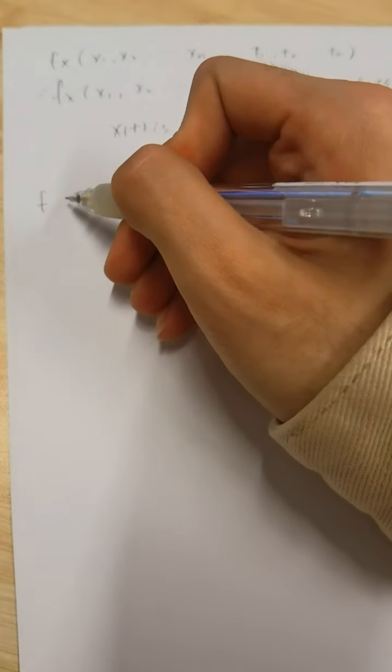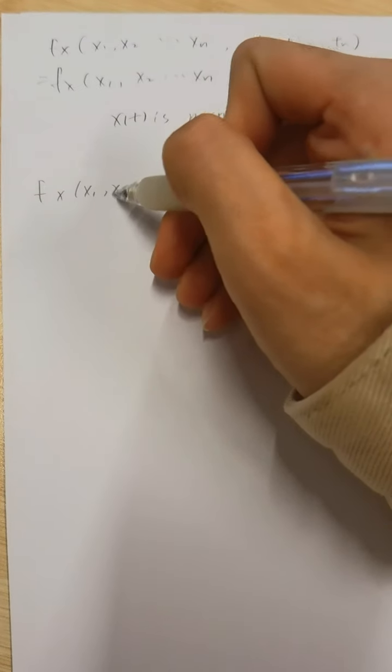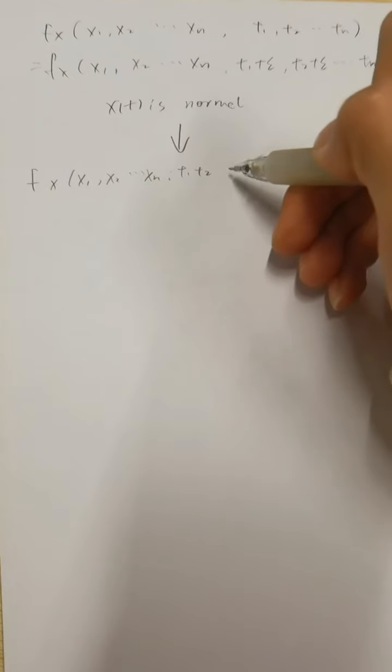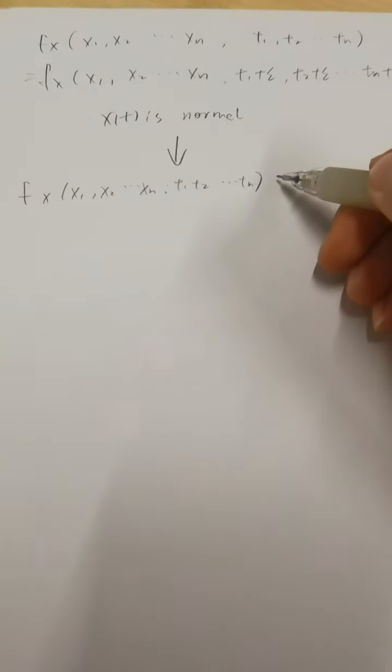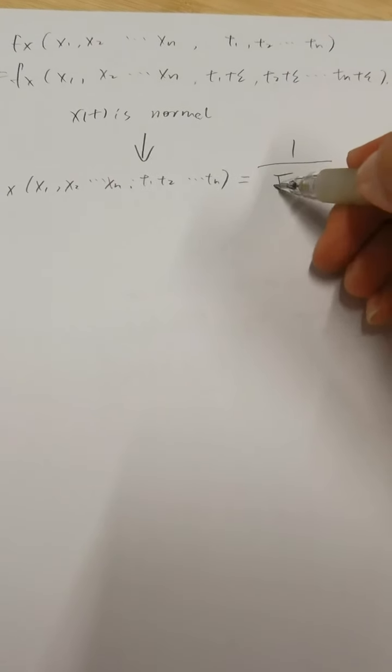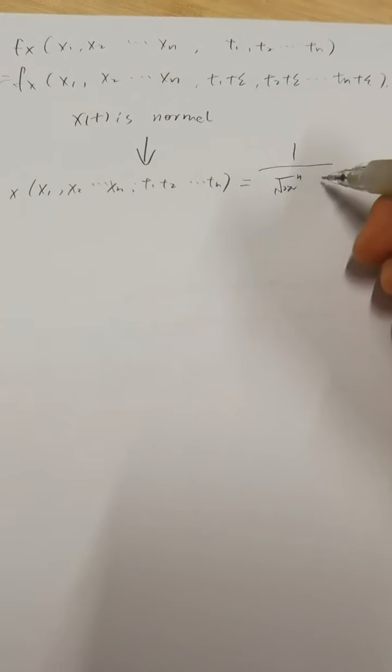So as we know, Xt is normal. So we can write a function for this part, which is f_X(x1, x2 to xn; t1, t2 to tn), which is equal to 1 divided by the square root of (2 pi)^n. This is a long function, and I will write it out.